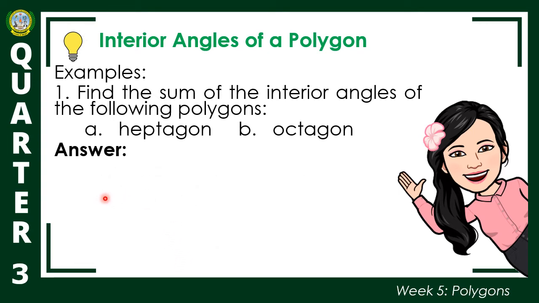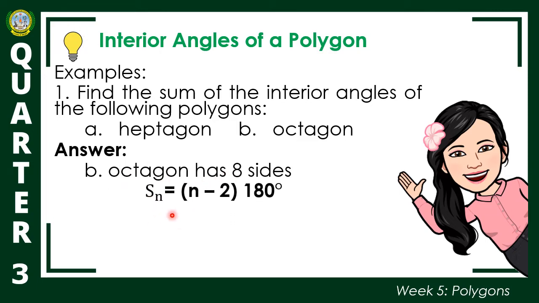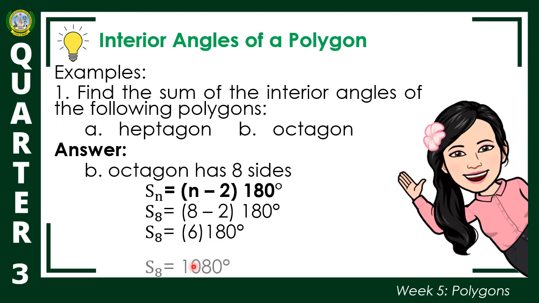Next is the octagon. An octagon has 8 sides, meaning we are looking for S sub 8. Okay? So, S sub 8 equals 8 minus 2 times 180 degrees. Following again the PEMDAS, we do 8 minus 2 first and that is 6. And 6 times 180 degrees will give us 1,080 degrees. Okay? So, that is how simple it is to apply the formula. Make sure that you know the number of sides of the given polygon.